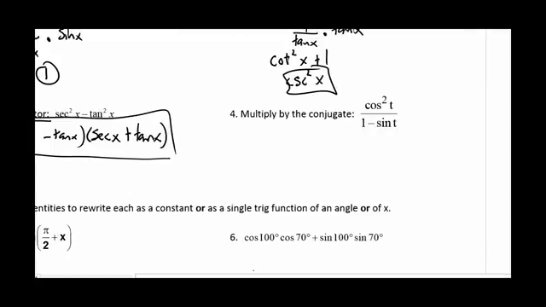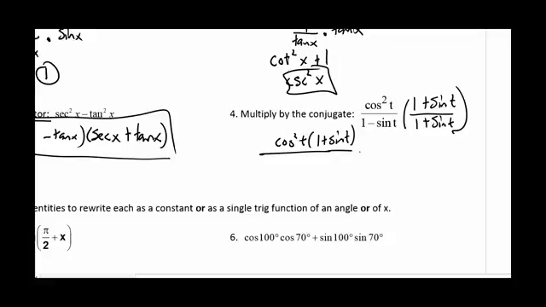Okay, number 4, I'm asked to multiply by the conjugate. So you have to understand what the conjugate is. The conjugate in this case would come from the denominator, and that would be 1 plus sine t. And as far as the denominator goes, this actually is an illustration of difference of two squares. So I'm just going to keep the numerator the way it is, just because I know where we're going with this. And so if I FOIL 1 minus sine and 1 plus sine, I get 1 minus sine squared. And then I'm just going to simplify from here.